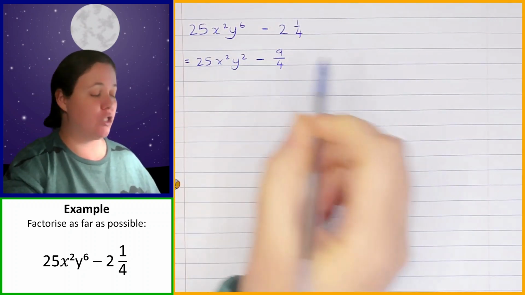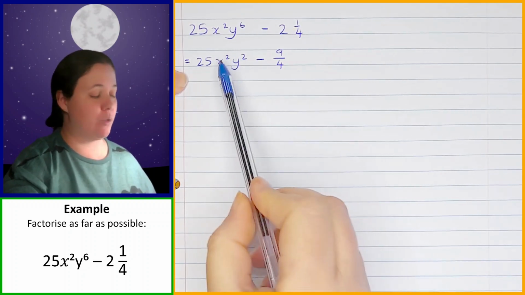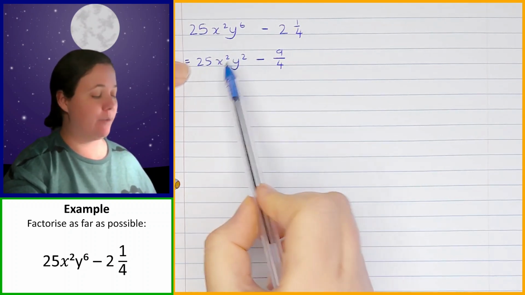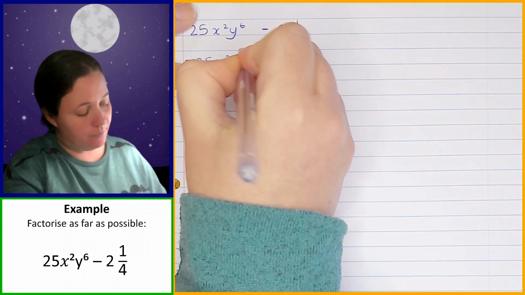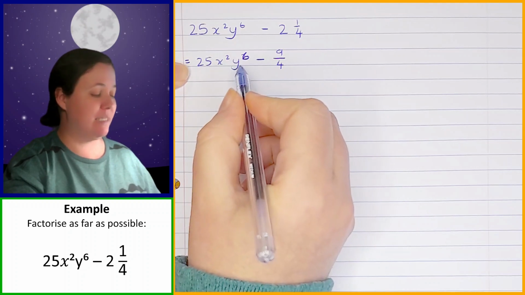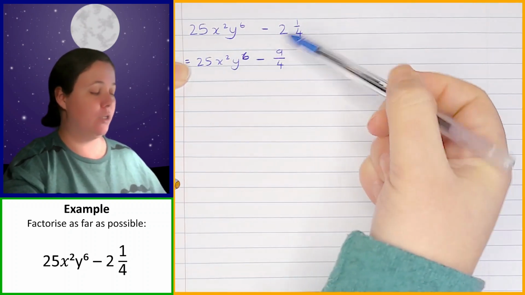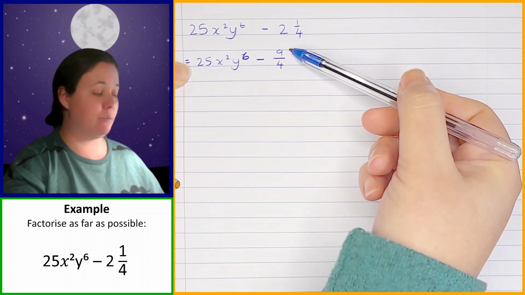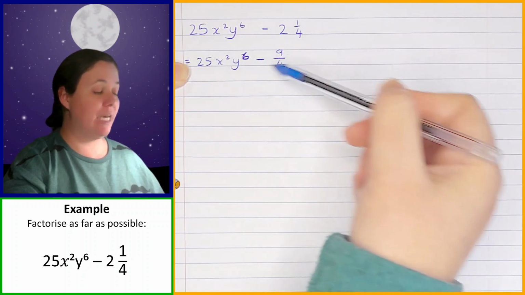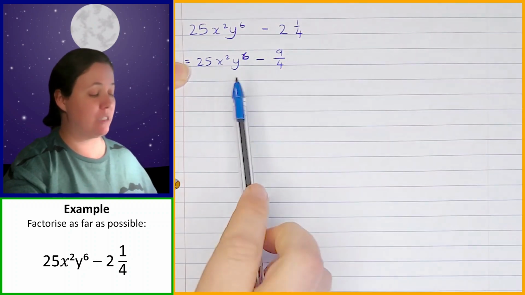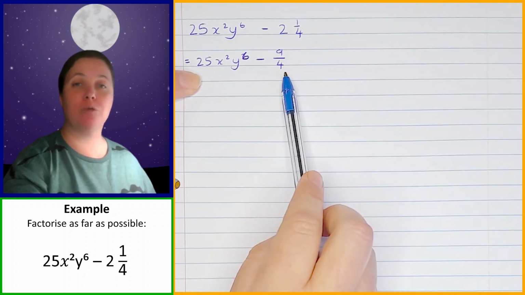Now I have difference of two squares. If you look at every single thing inside this expression, it's all perfect squares. I've got 25, it's a perfect square. I've got x squared, and y to the power of 6. X squared and y to the power of 6 both have even exponents. And then in this fraction over here, the numerator, 9, is a perfect square, and the denominator 4 is also a perfect square. So now I can use difference of two squares because I've got a term minus another term, and both of the terms are perfect squares.